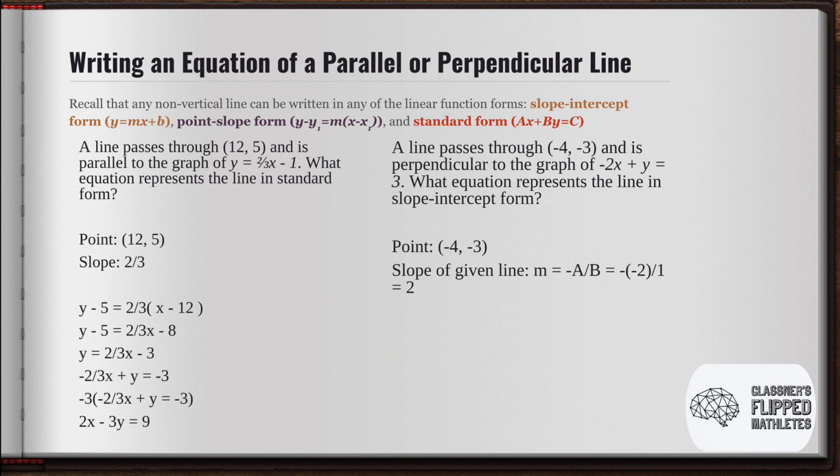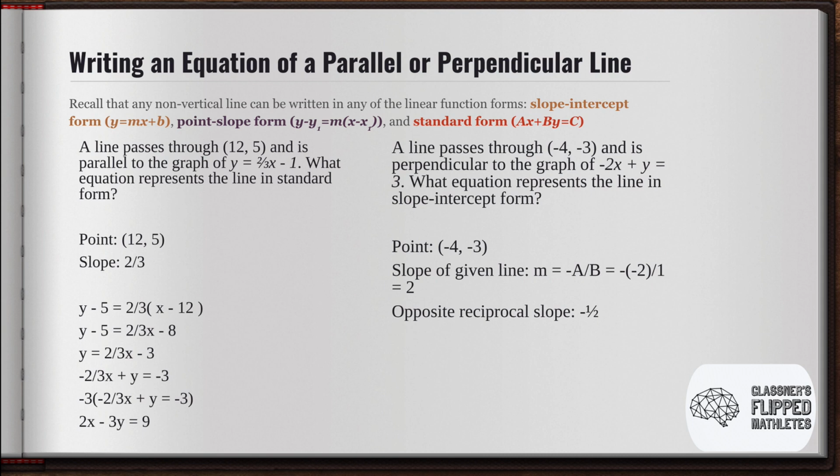But our new line needs to be perpendicular to the given line. So if the given line has a slope of 2, our perpendicular line has a slope that's the opposite reciprocal. 2 as a fraction is 2/1. So we're going to take the reciprocal. 2/1 flipped is 1/2, and then multiply by -1 to get -1/2. So our new line goes through the point (-4, -3) and has a slope of -1/2.